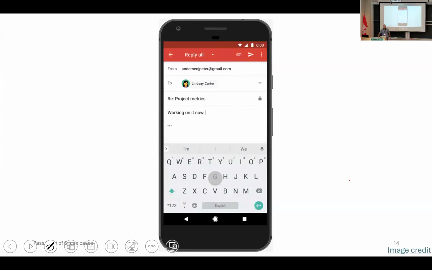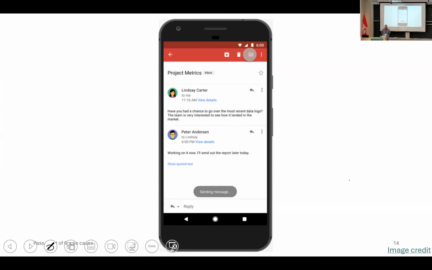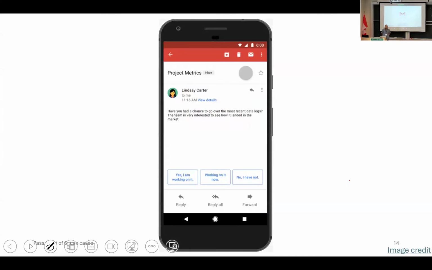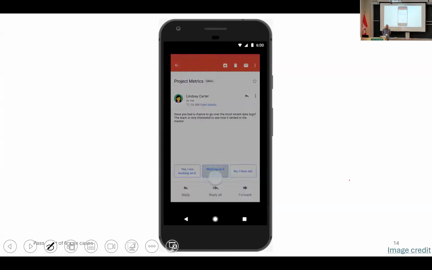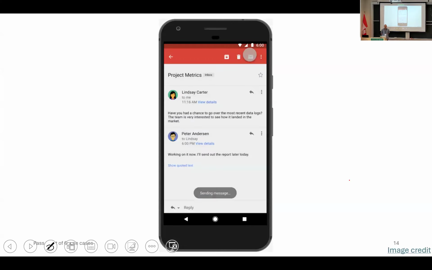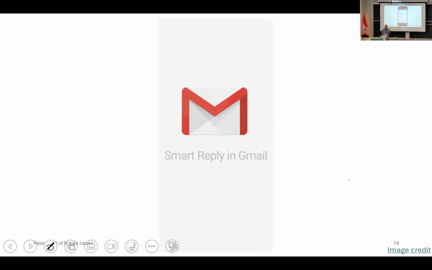For those of you who have used Gmail on your phone, you might have tried some of these smart replies, where specifically when you get a short email, it gives you these options to choose from. And this is another rather low risk usage of these systems, because they are not that reliable.